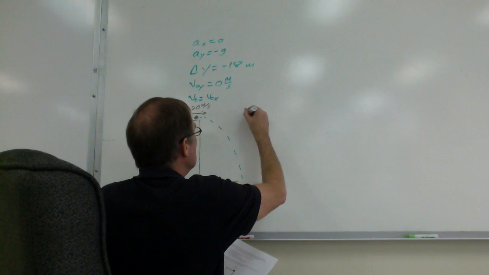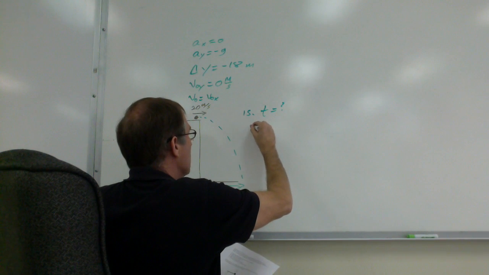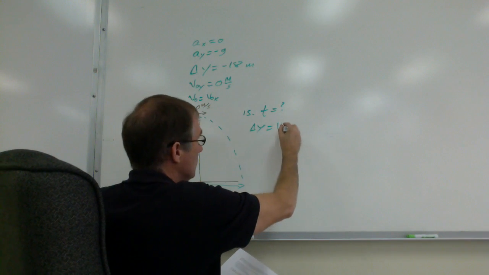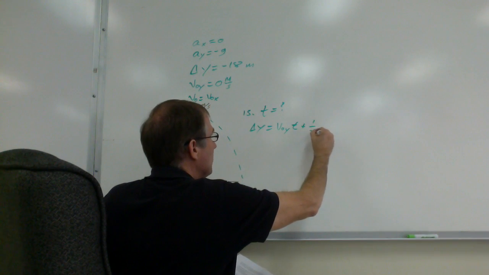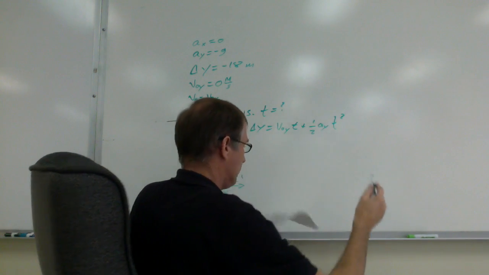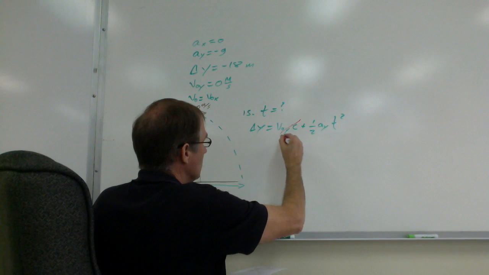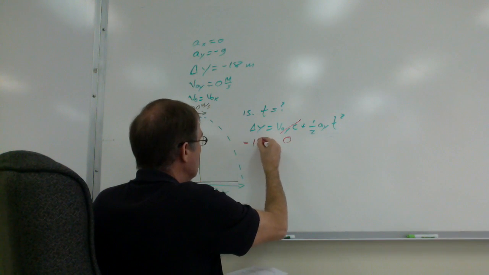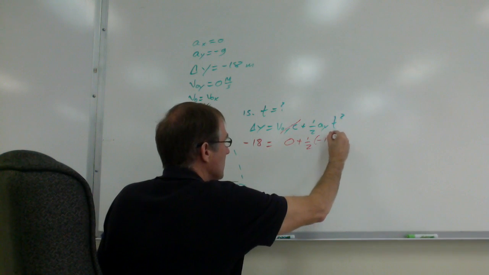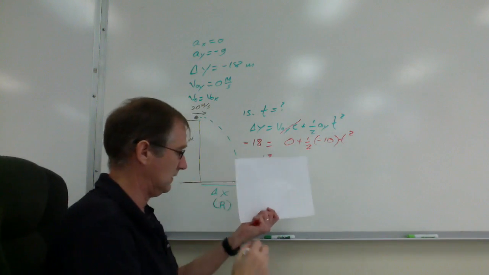So for question 15, how long will it take? Well, that's going to be t, obviously. So delta y equals the initial velocity in the y-axis, not the x, don't use the 20, use 0 times t, plus 1/2 of the acceleration in the y-axis, because then everything's y, times time squared. This is 0. 0 times anything is 0. This is negative 18 equals 0 plus 1/2 times negative 10 times t squared. So you solve for t squared, and then you take the square root to get t.